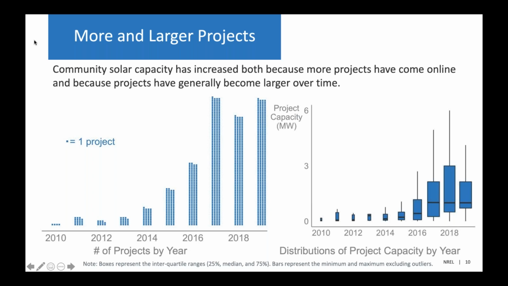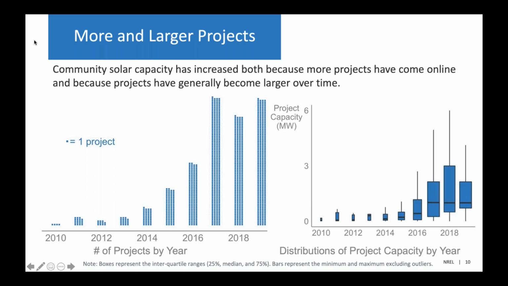First, on the left, this illustrates the number of projects installed per year. So each little dot represents a new project, clearly the number of projects installed per year increasing over time, with roughly the same number installed from 2017 to 2018. But also those projects are getting larger. So this plot on the right illustrates the distributions of project capacity.